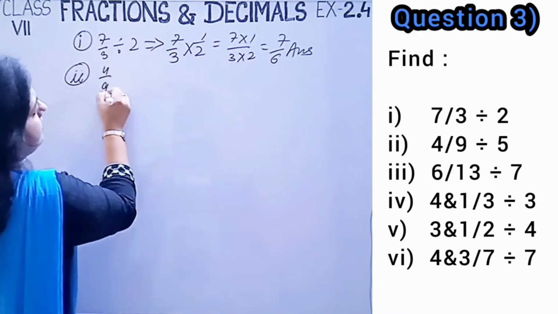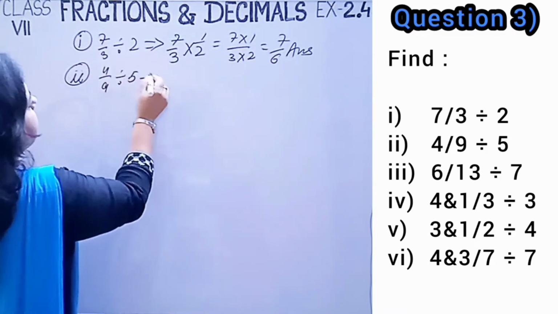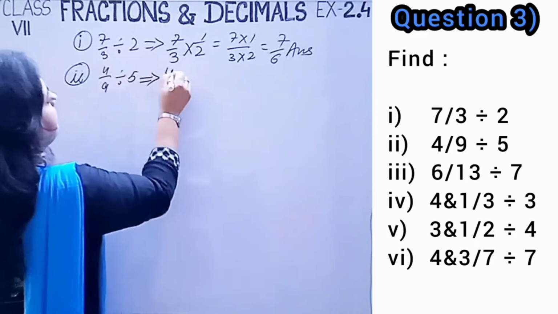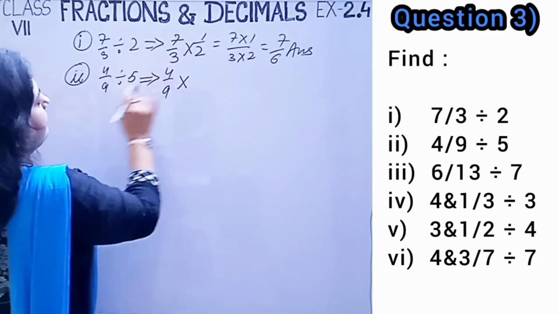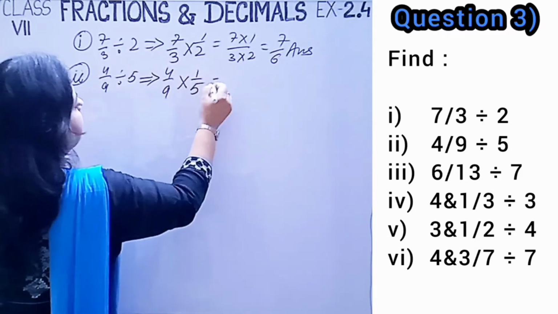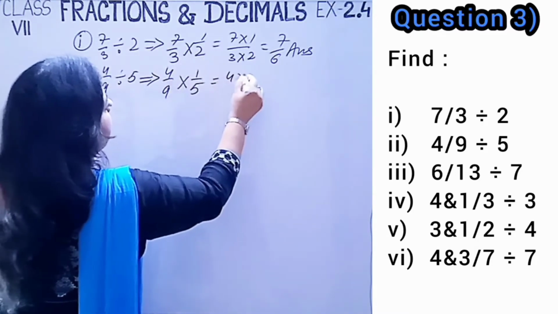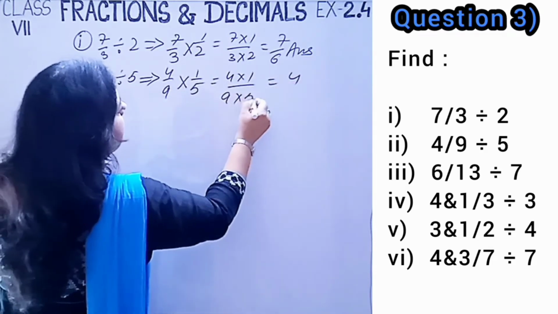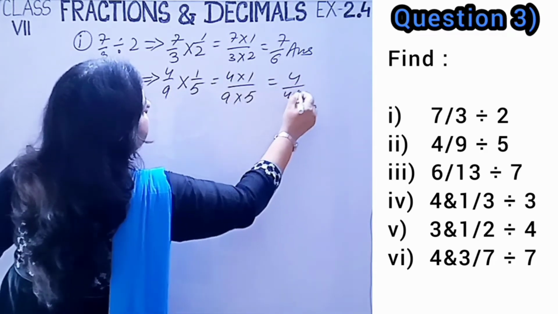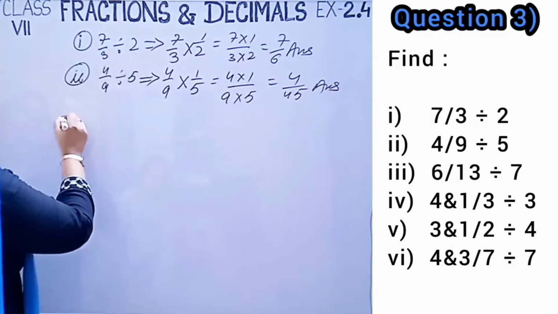Second part, 4 by 9 divided by 5. So here 4 by 9 multiplication sign, 5 by 1 will become 1 upon 5. So 4 ones are 4 and 9 fives are 45. Answer.